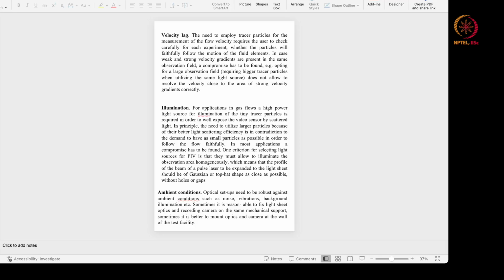If you are observing a large observation window. Now, for illumination, for applications in gas flows, a high power light source for illumination of the tiny particles is required, because high power means a lot of scattering. As a result of that, you will increase visibility of the particle essentially, and you also have to expose a video sensor or camera sensor.